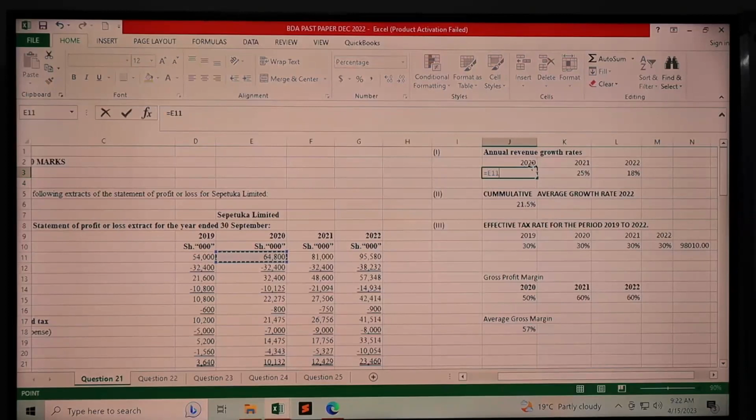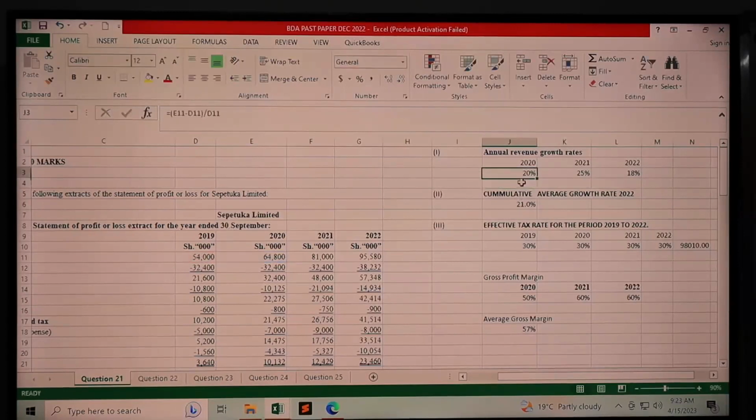So you have to start by setting up those 3 years. And from there, you start with the brackets. The revenue for 2020 less the revenue for 2019, then divide by the revenue of the base year. So from there, you press enter.